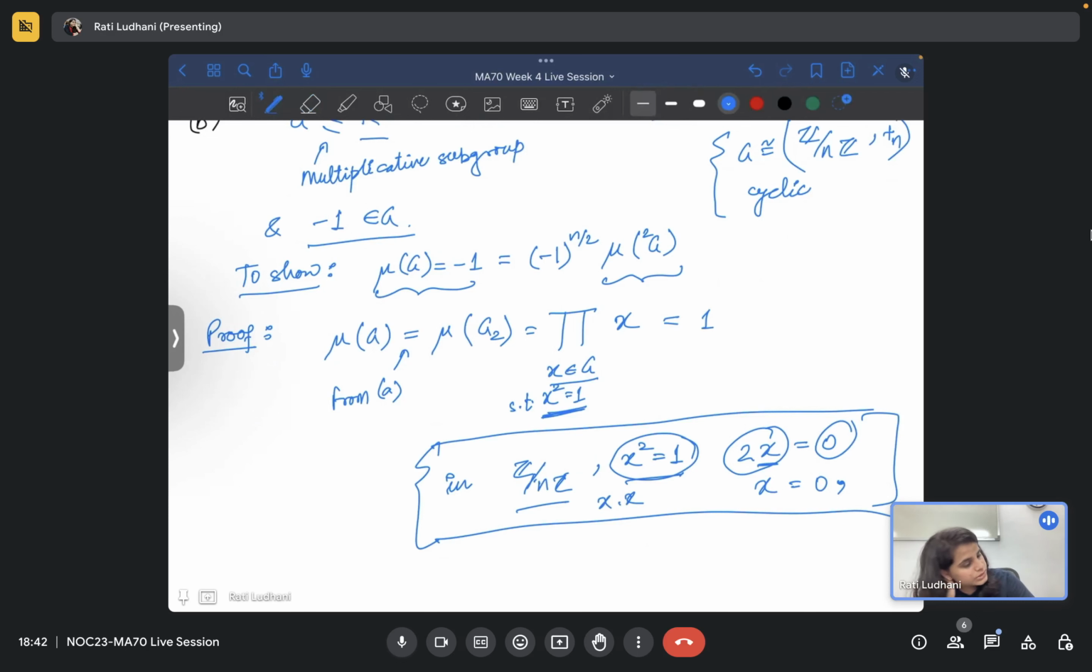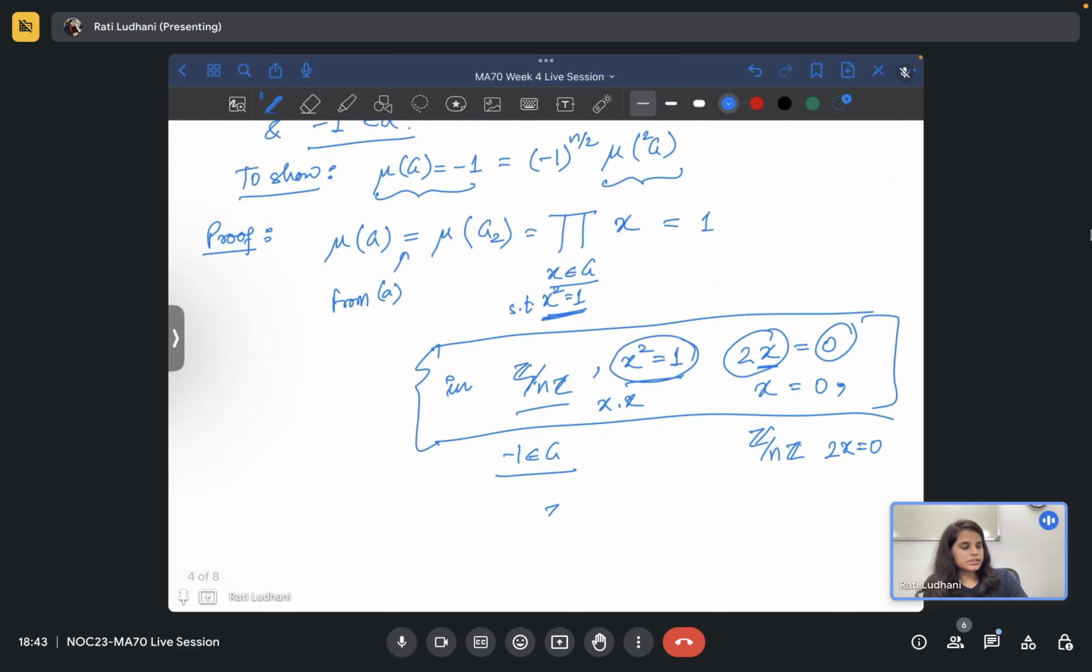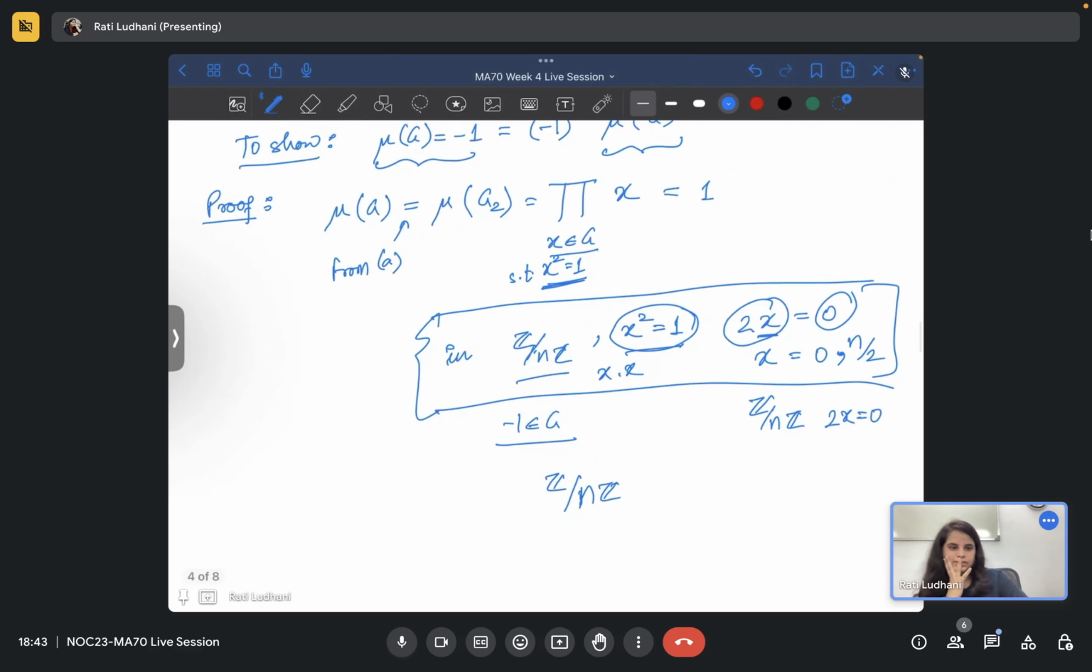So in Z mod nz, since -1 is there, what does -1 mean in Z mod nz, in addition? So that will be half, actually. So x will be 0 comma n by 2. Yeah, this is the right one. This will be n by 2, because -1 exists in G, so the element n by 2 is defined.